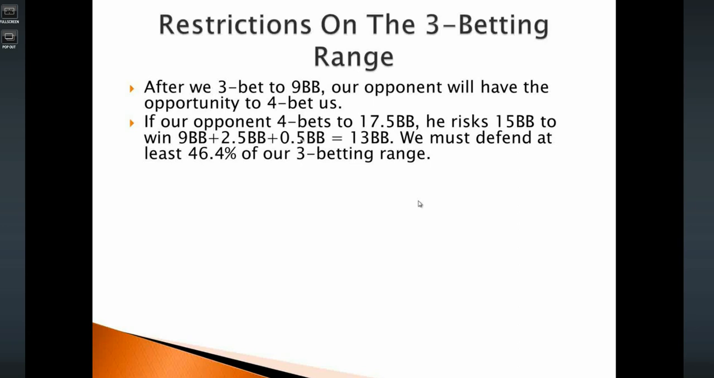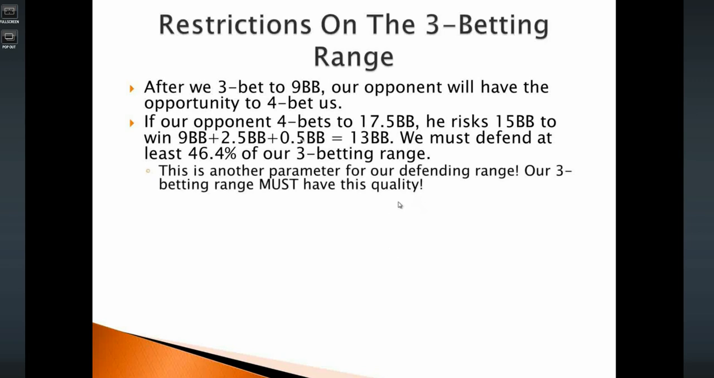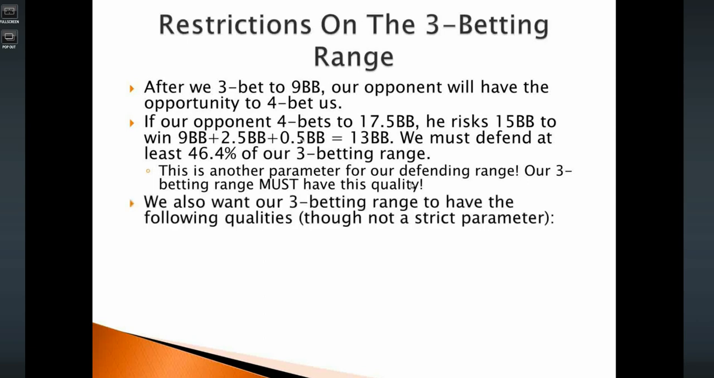We must defend at least 46.4% of our 3-betting range when our opponent makes this 4-bet. This is another parameter for our defending range. Our 3-betting range must have this quality. So this is a very useful parameter. We know that if our opponent 4-bets to 17.5 big blinds, we've got to design our 3-betting range from the beginning so that it can defend at least 46.4% of its hands. If we're calling, we're going to have to defend even more than that because our opponent gets to see a free flop. So this parameter doesn't tell us exactly what our 3-betting range is, but it puts a very important restriction on it.